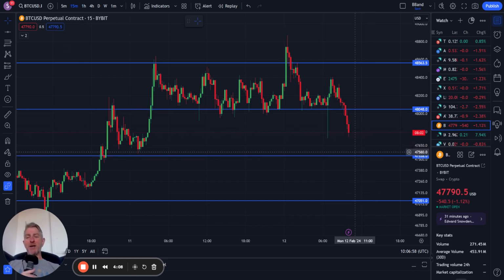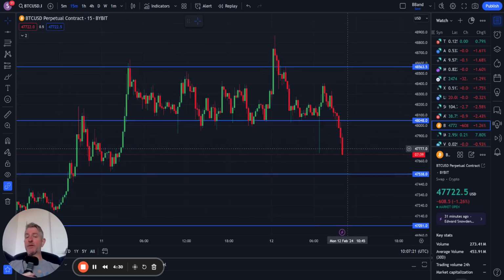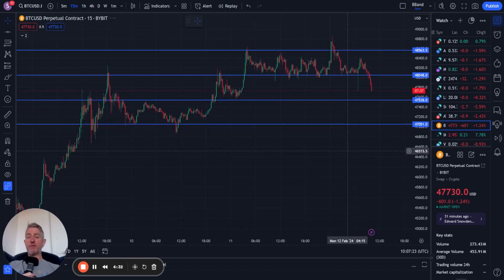But I would suspect that the price may retrace to more like somewhere between where the line is at 47.5 and sort of 47.7, something like that. So that might be a reasonable short-term target for a short, which I'm in. And then we'll see what happens.